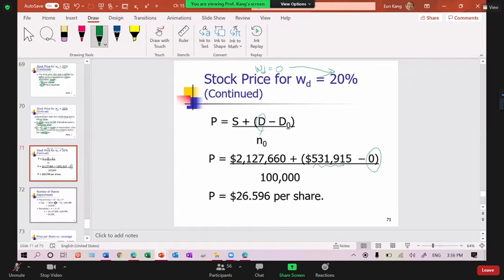And S is stock, right? We did that already. That is the total value of the company times 0.2 for debt, and the total value of the company times 0.8 is the stock. And then the original number of shares is 100,000, right? That is when the company is all equity financed.